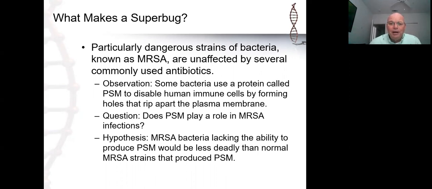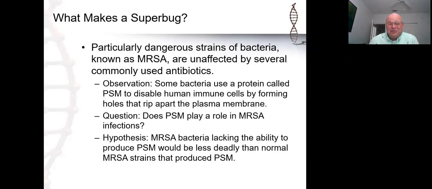And the question has become, is it possible that there are different types of MRSA that are less virulent, less deadly, than the more common strain of MRSA that is the one that typically winds up killing people? And we know that the really deadly strain of MRSA has this protein called PSM. And it's thought to interact with proteins on the surface of human cells and disrupt those in such a way that it makes us vulnerable to other diseases because it affects human immune cells.